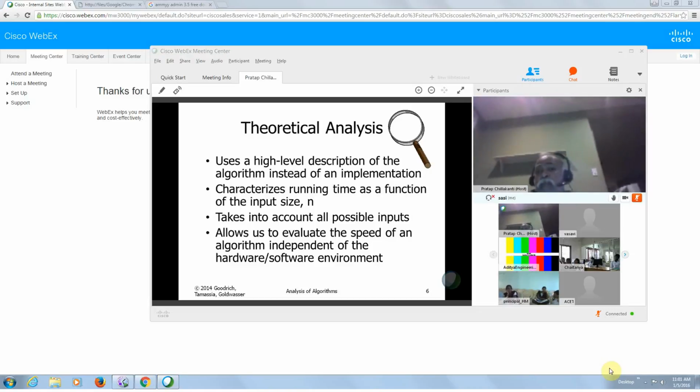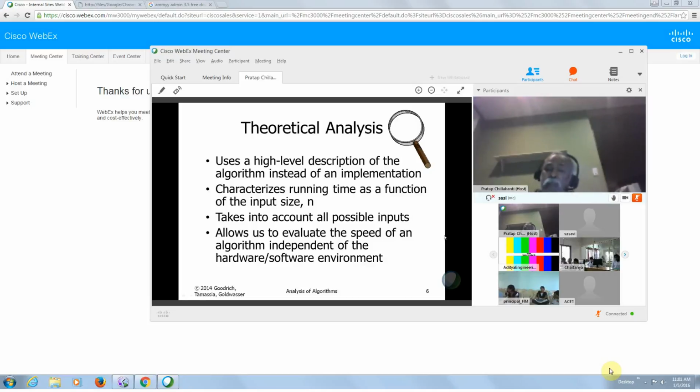Then we characterize the running time as a function of the input size. So we say, okay, the reason why we call it n is because it's a variable. The input is a variable. We look at different types of inputs, and then the knowledge that you gain here allows you to evaluate the speed of an algorithm independent of the software and hardware environment. In essence, you can do it on a piece of paper.